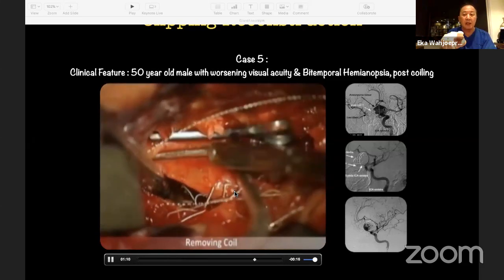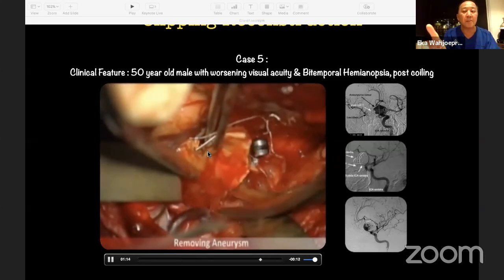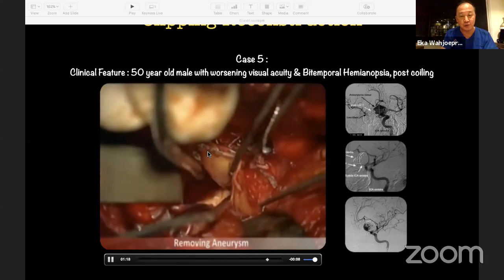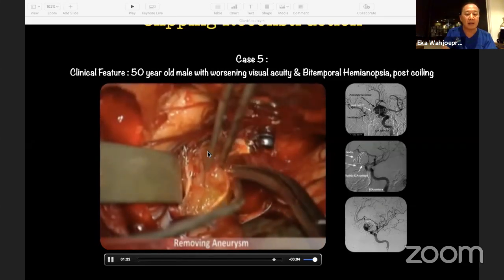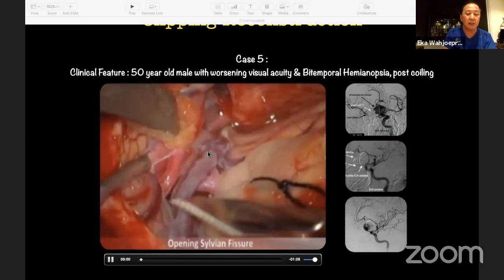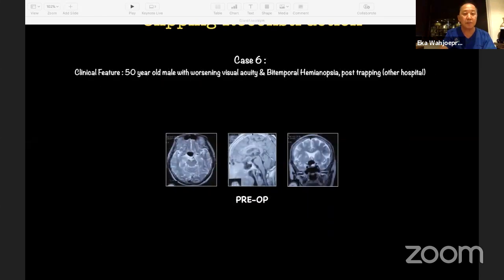Be careful. You see here that the permanent clip is going to the perforating artery. If we do not pay attention, that's very dangerous, right? Again, in a giant aneurysm, the clip may go to the perforating artery. So anyway, after clipping and removing the coil, then we can do a total, well-placed clip of the body of the aneurysm.